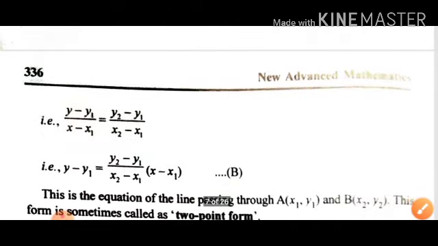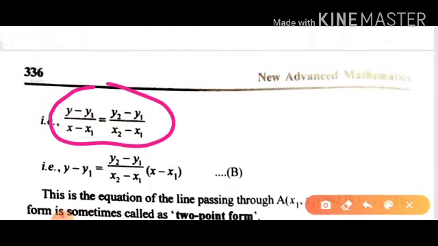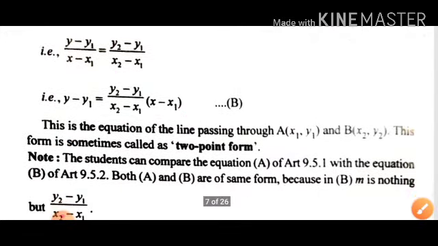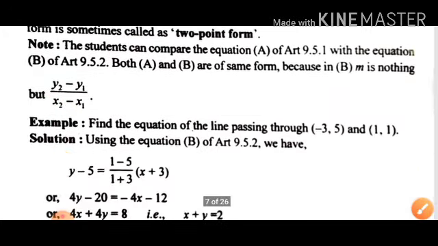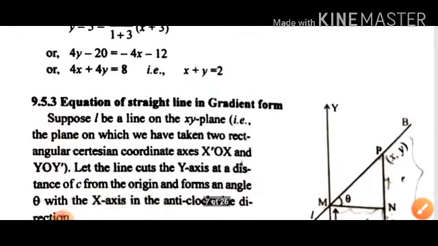So we put the values here: (y minus y1) divided by (x minus x1) is equal to (y2 minus y1) divided by (x2 minus x1), which we can write this way also. This is the equation of a line passing through two points, so it is the two point form. When two points are given, we use the two point form; when one point was given, we had the one point form. Then we have some examples here.